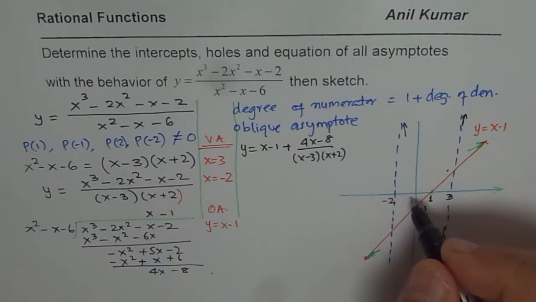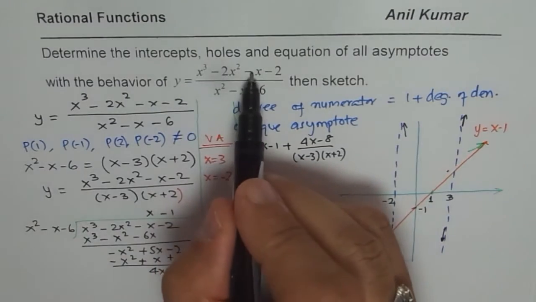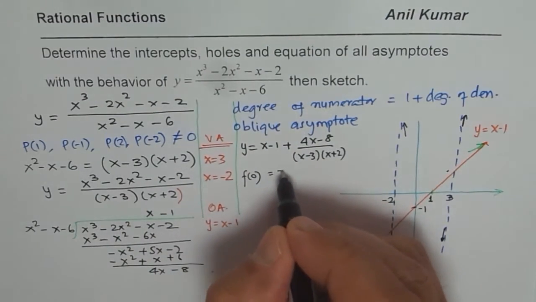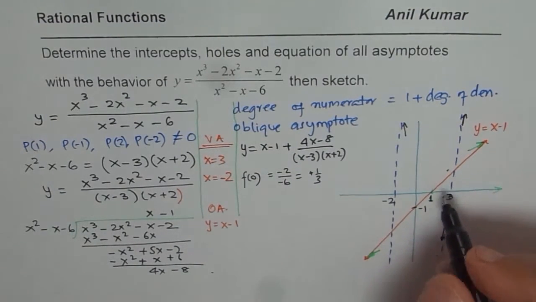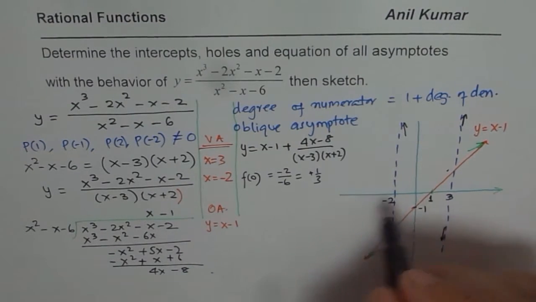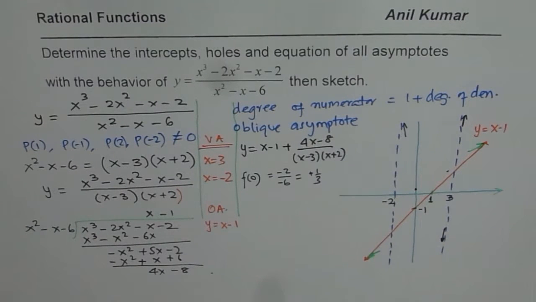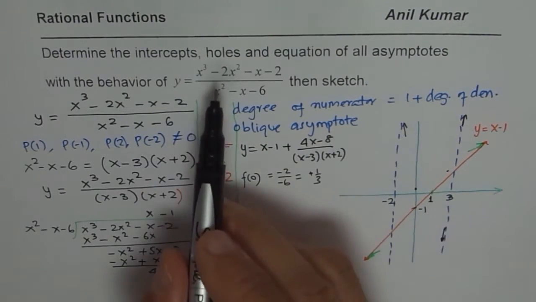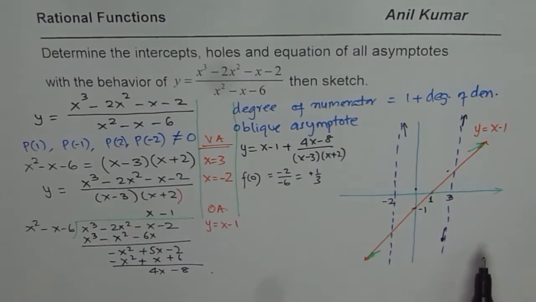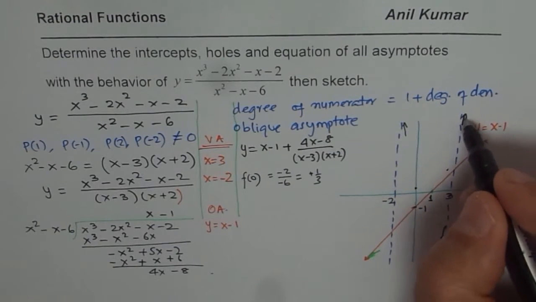And then we should also find the x and y intercepts. Let me write f of 0. When I place x equals 0, I get minus 2 over minus 6, which is equal to plus 1 over 3. So the y-intercept, at x equals 0, is plus 1 over 3. So we are very close here, kind of this place. To find the x-intercept, we have to see when the numerator is 0. That is kind of a difficult thing, so you may at times leave it, correct? But from the behavior, what we have understood is that the graph is approaching.